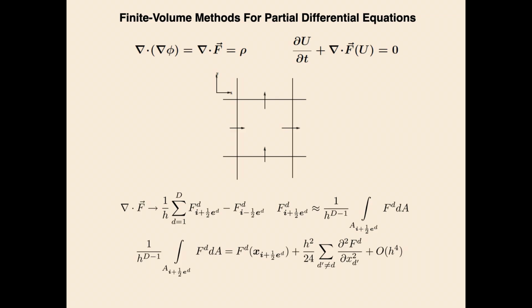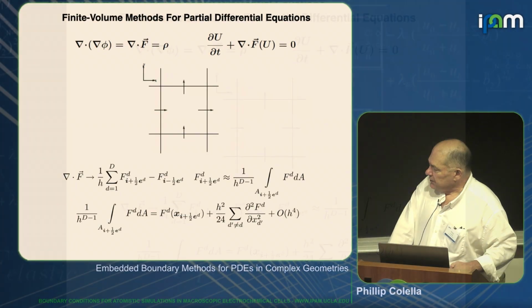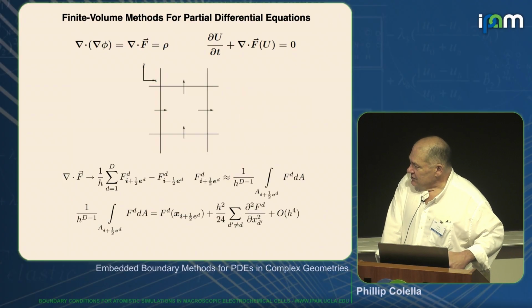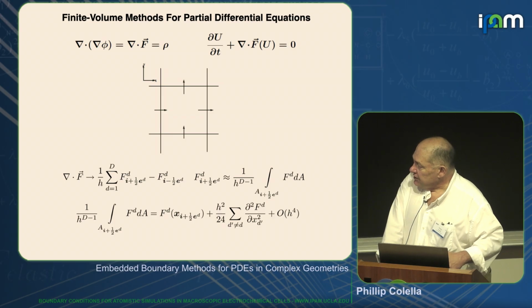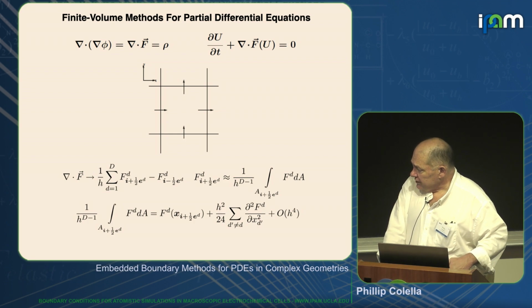How do we discretize them? Well, it's easiest just to look at a little picture. Discretization of the PDE is just to integrate the divergence of F over control volumes in space. So you have mesh spacing h, and you integrate the divergence of F over this little control volume, and what you get is just flux balance. And this is an exact relationship.